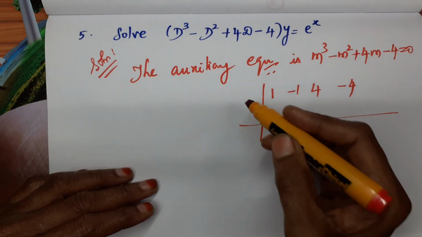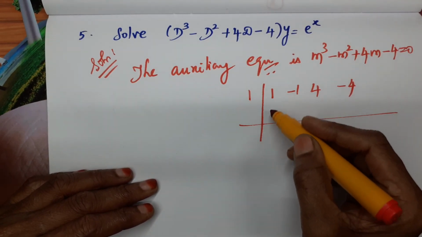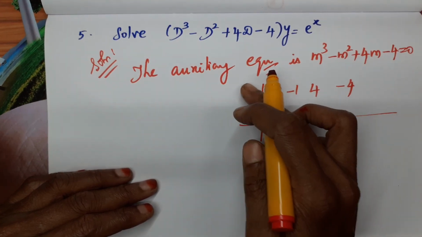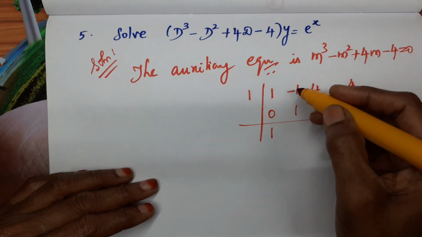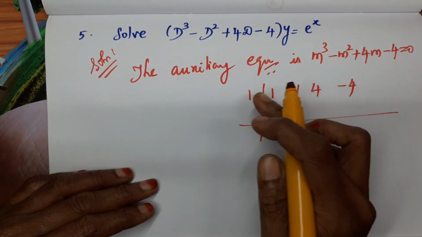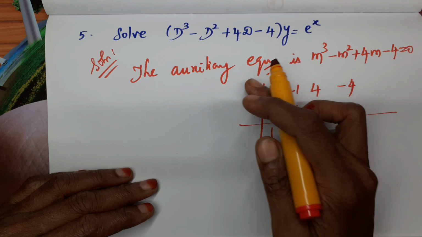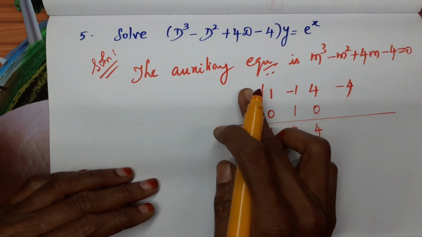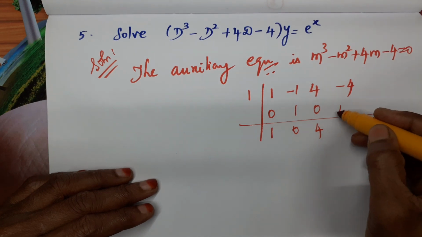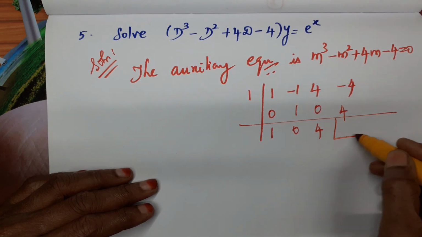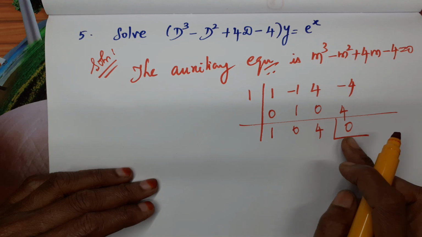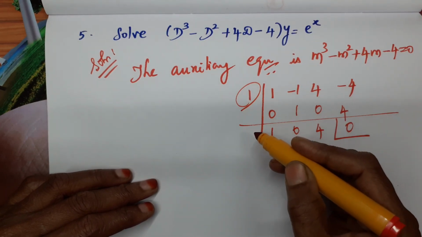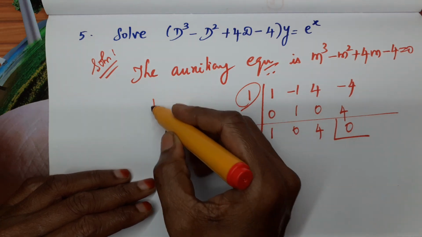So I have taken 1 here. Here we have to start with 0. 1 plus 0 will give 1. 1 into 1 is plus 1. Minus 1 plus 1 is 0. 1 into 0 is 0. 4 plus 0 is 4. 1 into 4 is 4. Minus 4 plus 4 is 0. If you get 0 as the remainder, we can take this as a root. So 1 is a root.